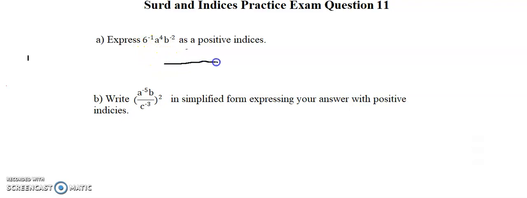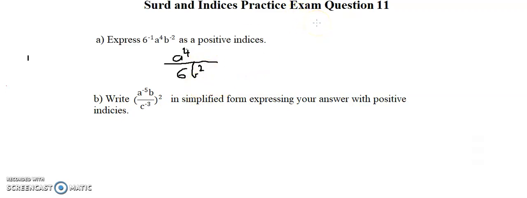I've got my fraction line. 6 to the power of negative 1. To make it positive, I put it on the bottom. 6 to the power of 1 is 6. I've got a to the power of 4, b to the power of negative 2. To make it positive, it becomes on the bottom, b to the power of 2. So that's my answer. A to the power of 4 divided by 6, b to the power of 2.